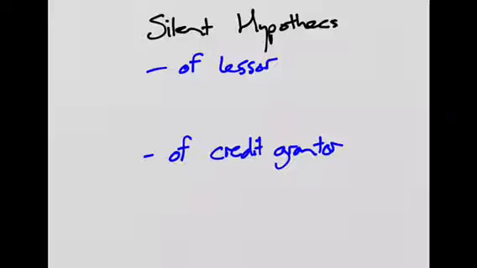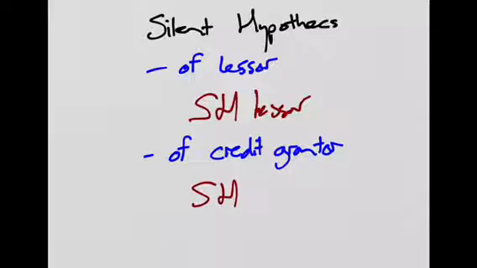We now move on to the silent hypothecs. Take note that we basically deal with two of these in this part of property law. First is the silent hypothec of the lessor, and here we can always use the following way to write silent hypothec, just SH and lessor, and here we have SH of the credit grantor. Make sure you can differentiate between the two. It should be fairly obvious.